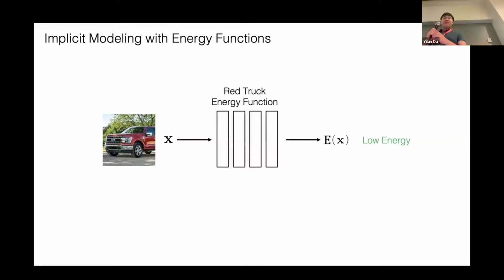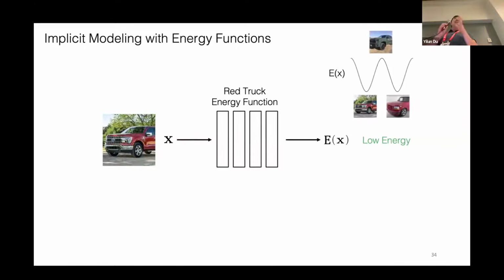Essentially, this energy function recovers an energy landscape across the entire space of images, so that all images that are red trucks have low energy, and all other images have high energy. And then this energy function implicitly encodes a likelihood distribution, or it can encode many different things, but it can encode a likelihood distribution by using the Boltzmann distribution, e to the negative energy.